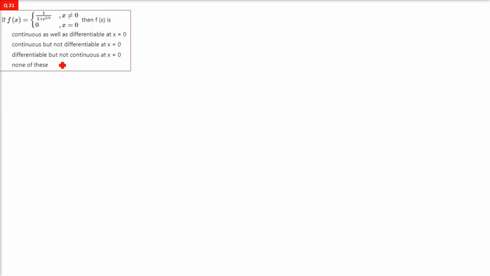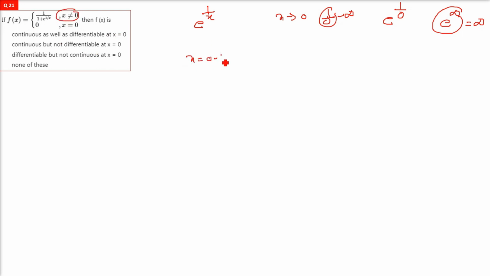So in order to solve this question, there is only one catch or hack here. e raised to the power 1 by x. If x is 0, e raised to the power 1 by 0 is infinite, because anything divided by 0 is a very huge number. We don't know that number, but e is 2.72, something like that, a proper value, so that to the power infinity will be infinity. Infinity is a very big number. So we will put x as 0 minus h on the left, and x as 0 plus h on the right.